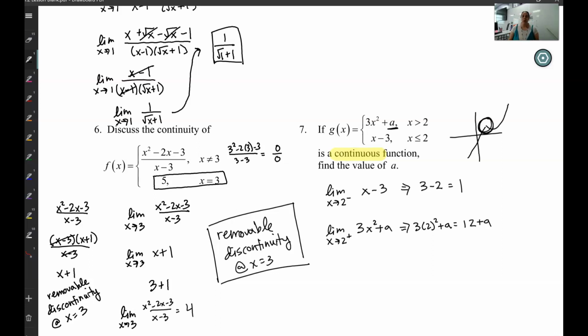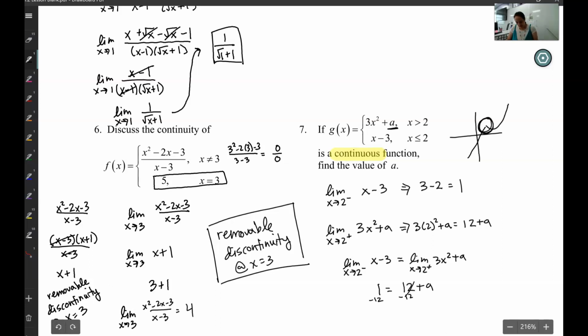Now, if I want these to be continuous, then the limit from the left needs to equal the limit from the right. If the limit from the left equals the limit from the right, then it's continuous. So the limit from the left was 1. The limit from the right was 12 plus a.